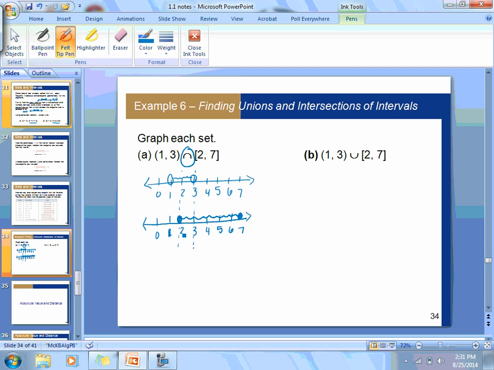Now if I'm starting at 2, that's fine, but remember 2 was closed on one interval, so we have to have 2 closed in our solution. And then 3 is going to be open for both of them. Okay, so that is our solution set.